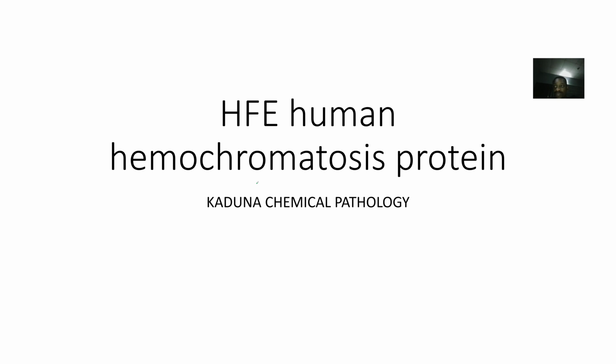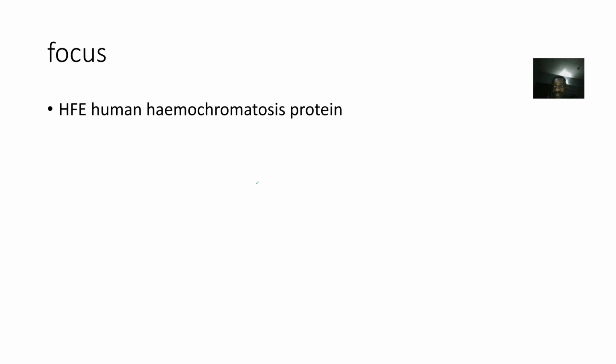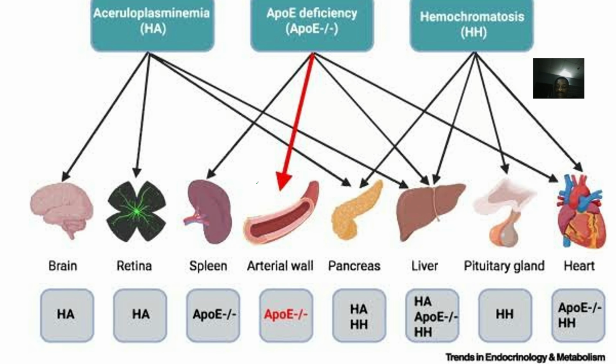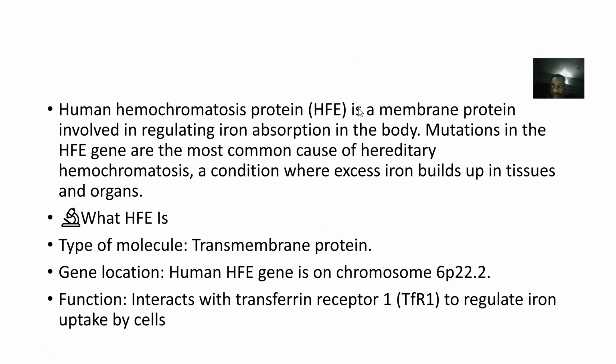Now, talk about another protein, and this protein is what is known as the human hemochromatosis protein. You should actually bring your attention to this side. So, for the human hemochromatosis protein, we say that it's a membrane protein, and it's involved in regulating iron absorption in the body. If there's a mutation in it, it will cause a problem known as hereditary hemochromatosis. Do you understand? All of a sudden, iron will just be building up in blood vessels and organs.